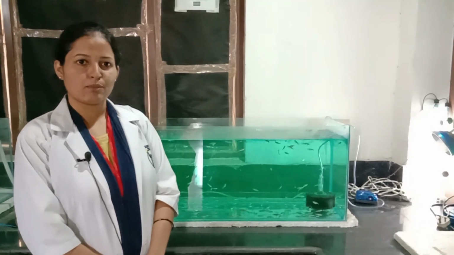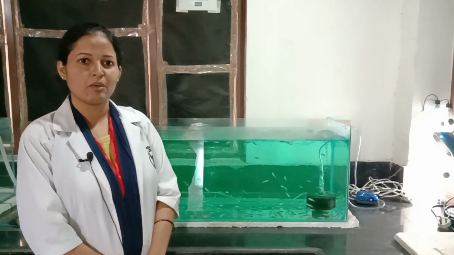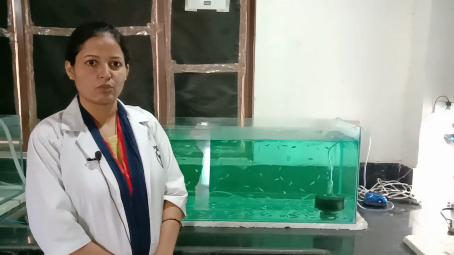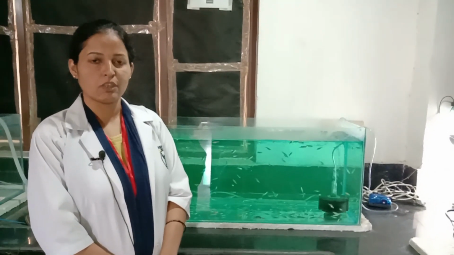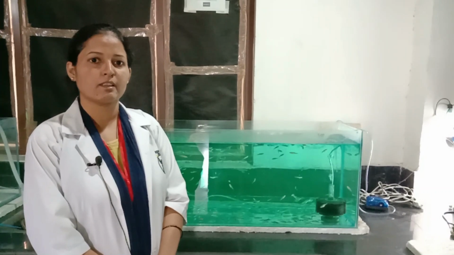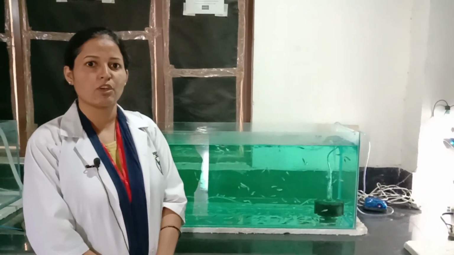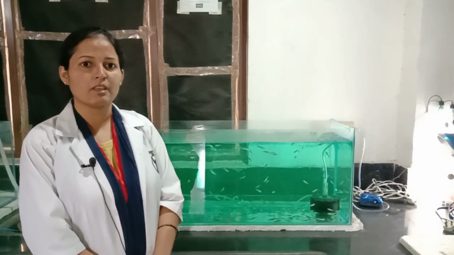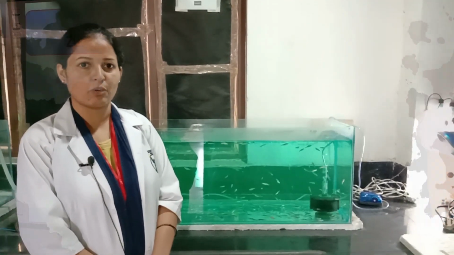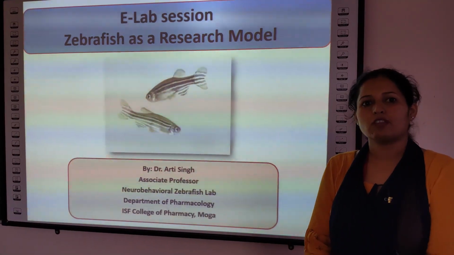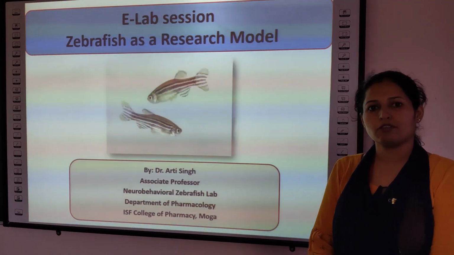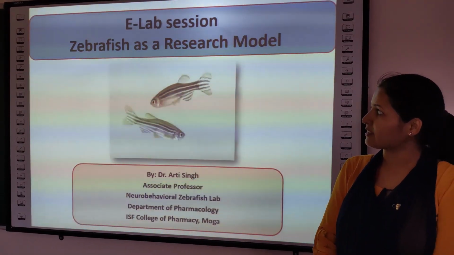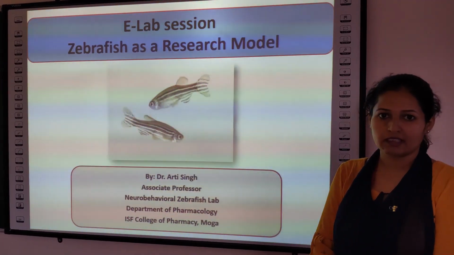Today in this e-lab session, we will discuss some basics about zebrafish as a research model for various neurobehavioral disorders. Apart from this, we will visit the zebrafish facility at the Department of Pharmacology, ISF College of Pharmacy, Moga. Before we start, let's discuss some basics about zebrafish as a research model. Zebrafish is considered an emerging model for various research. So here we discuss the basics of zebrafish as a research model in this e-lab session.